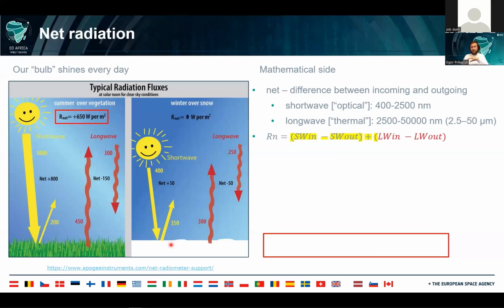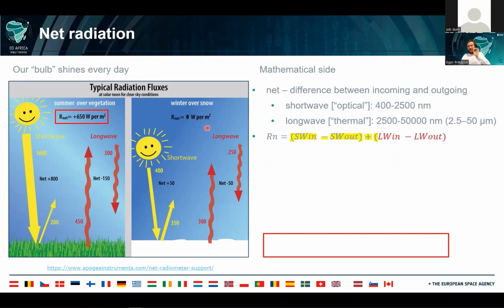In winter, the situation is different. If the Earth is covered by snow, snow reflects much more light. That's why it's white. So the net shortwave radiation is quite small, and the temperature is also lower. So the net long-wave radiation is quite small, and normally the net radiation energy that Earth receives is smaller.